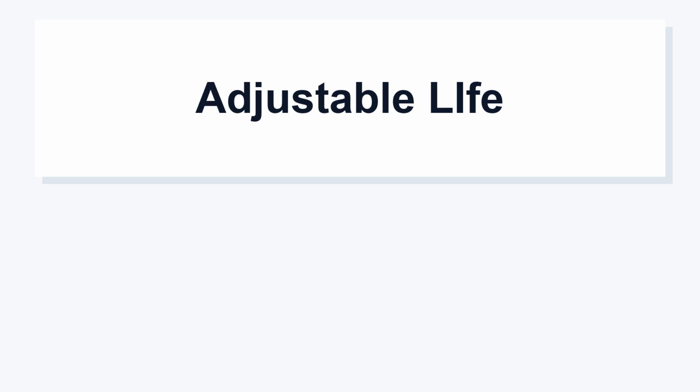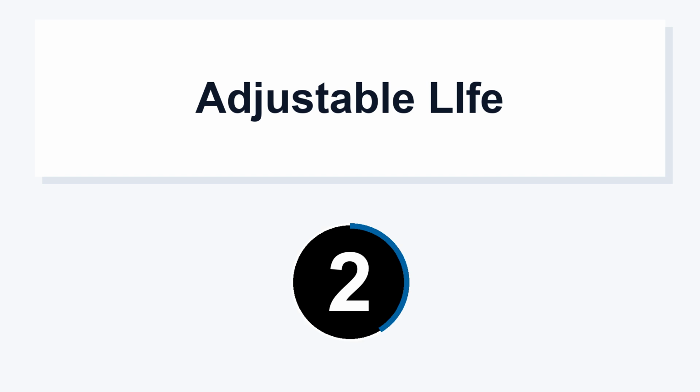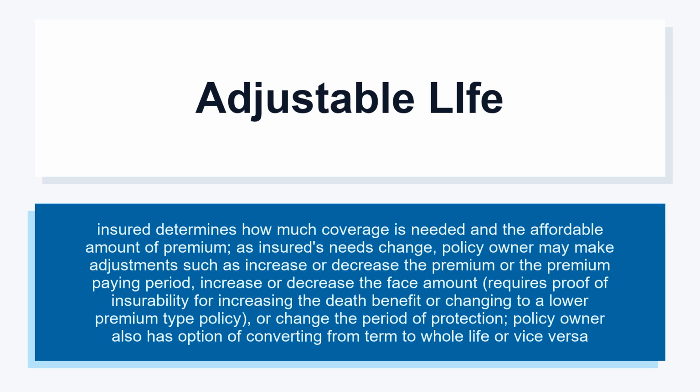Adjustable life. The insured determines how much coverage is needed and the affordable amount of premium. As the insured's needs change, the policy owner may make adjustments such as increasing or decreasing the premium or the premium paying period, increasing or decreasing the face amount, or changing the period of protection. Proof of insurability is required for increasing the death benefit or changing to a lower premium type policy. The policy owner also has the option of converting from term to whole life or vice versa.